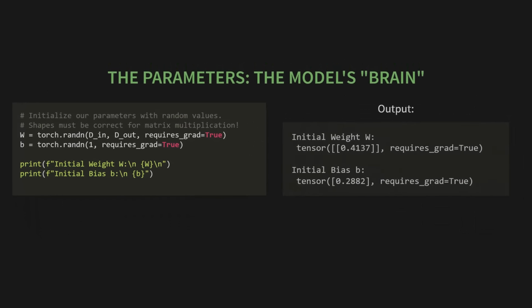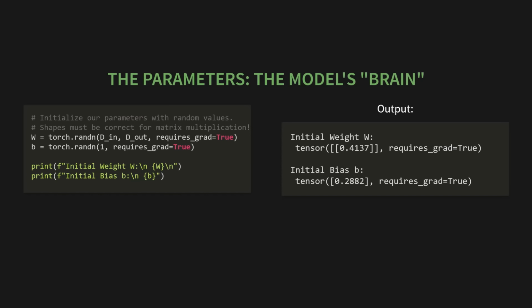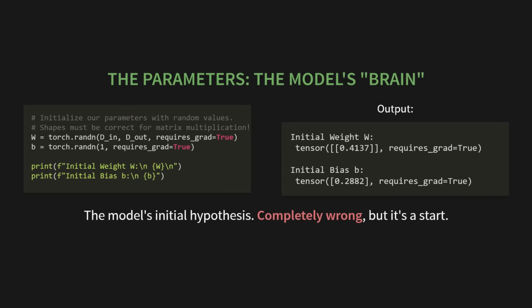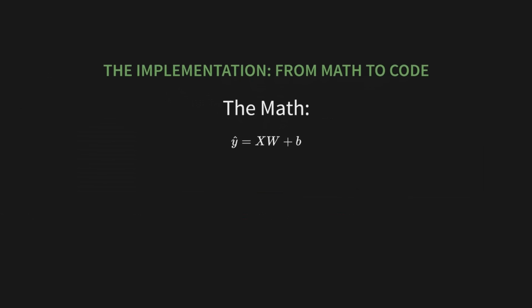Let's print them out and see what we get. The initial weight w is a tensor with some random value like 0.4137. And the initial bias b is something like 0.2882. This is the model's initial hypothesis. It's completely wrong, but that's okay. It's a start. And now for the implementation.